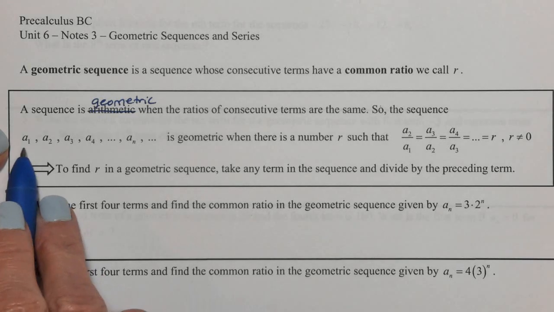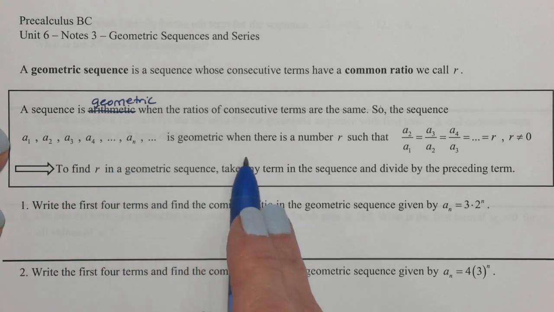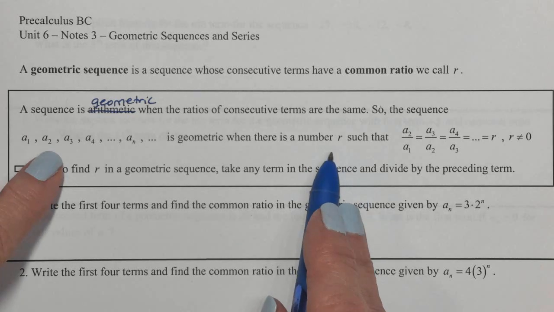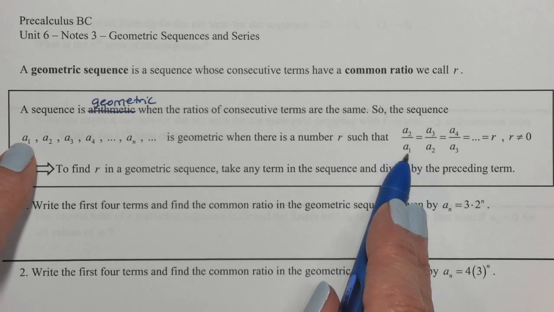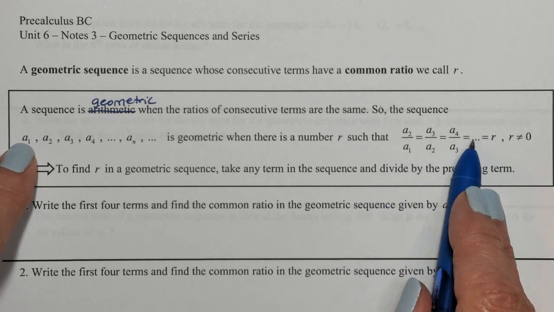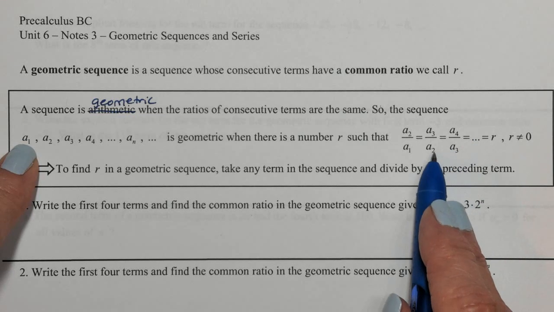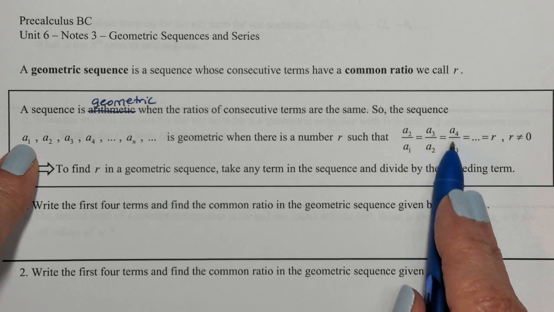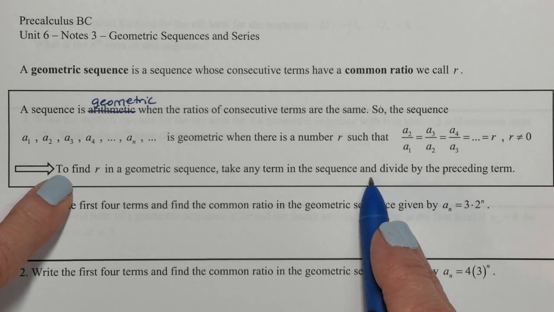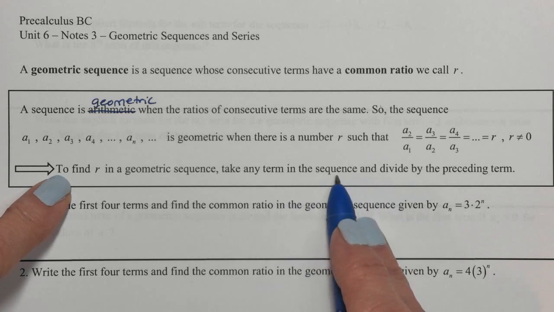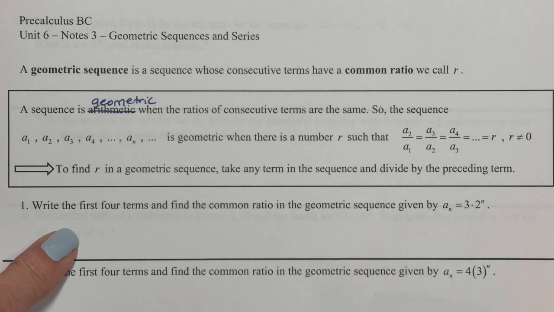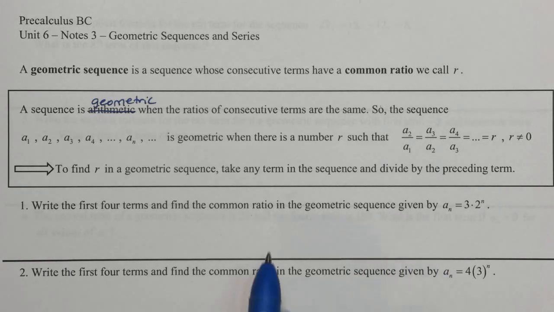So the sequence a sub 1, a sub 2, a sub 3, etc., is geometric when there is some number r such that if you take any term and divide it by the term in front of it, you get the same thing every time, no matter which term you choose. To find r, then, in any geometric sequence, take any term and divide by the term in front of it, the preceding term. Let's write the first four terms and find the common ratio.